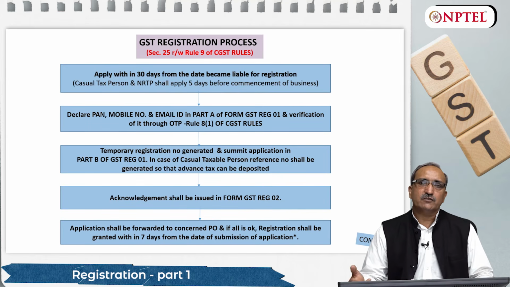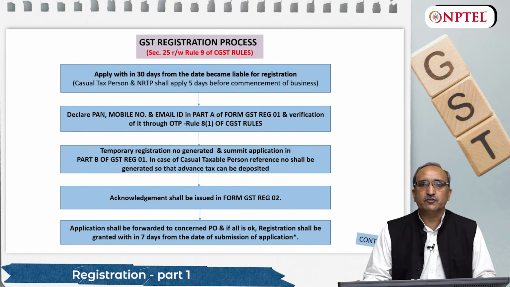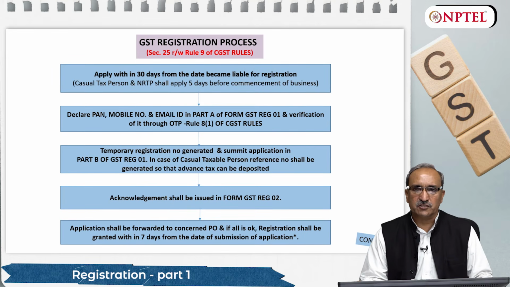So when you apply for GST registration by visiting the GST portal, you are supposed to declare your PAN number, your mobile number, and your email ID in Part A of the form GST REG-01. It is a window-based form at the GST portal. You have to fill in the details one by one. Once you give your PAN number, email ID, and mobile number, an OTP will come, and after sharing this OTP, you get registered with the portal.